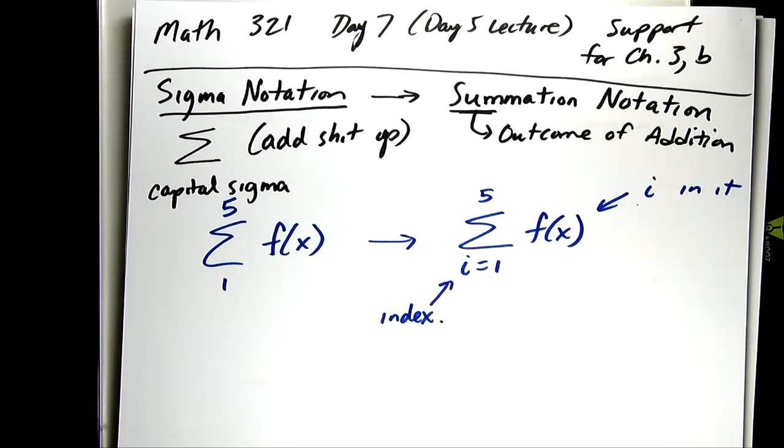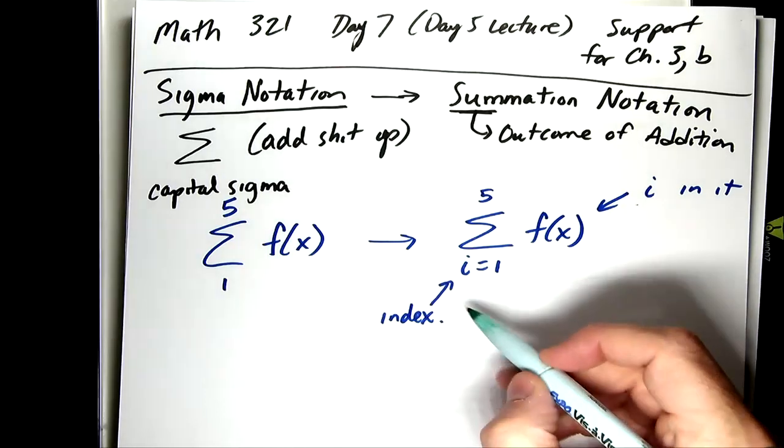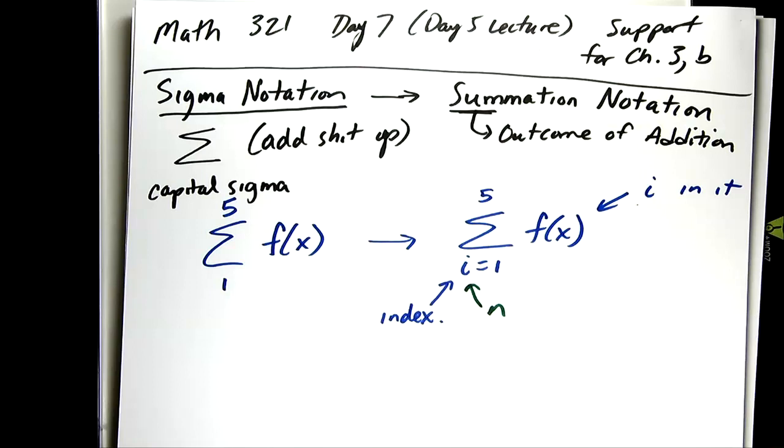And we're going to do an example. And it's probably easier to do the example than to keep jibber jabbering. Sometimes you see an n instead of an i. Those are the two most common ones.